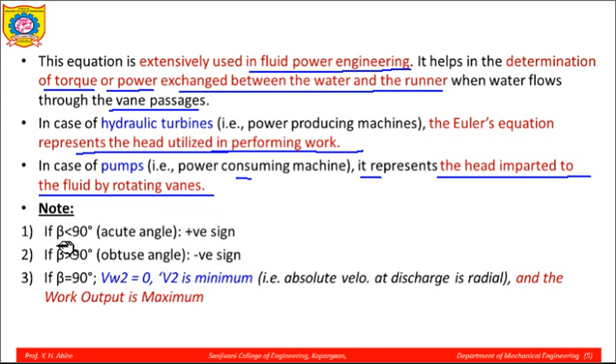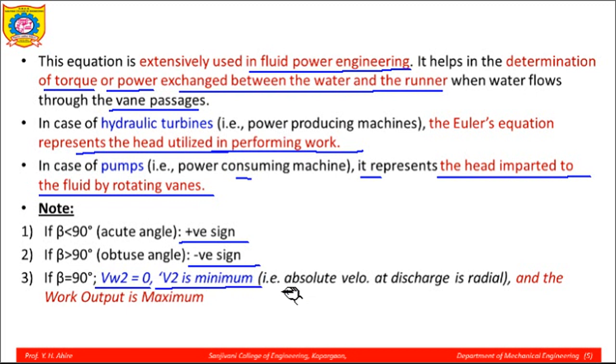Now, as usual, we have a note: if beta angle is less than 90 degree, acute angle, then we will have positive sign in that work done formula. If beta is more than 90 degree, there will be a negative sign, right? Because Vw2 will be opposite. If beta is equal to 90 degree, then Vw2 becomes 0 and V2 is minimum.